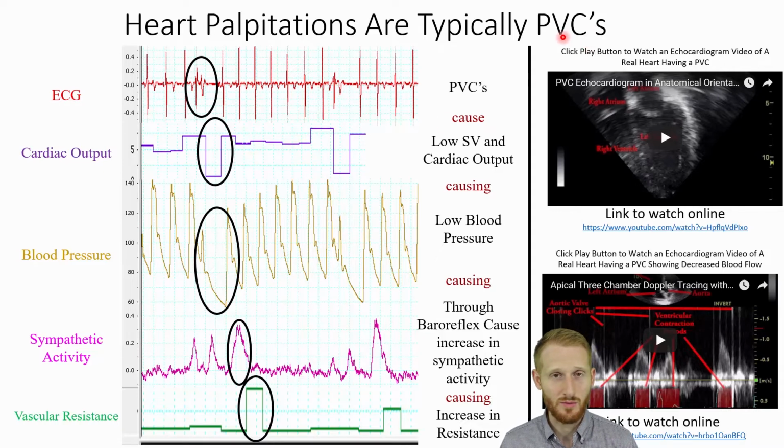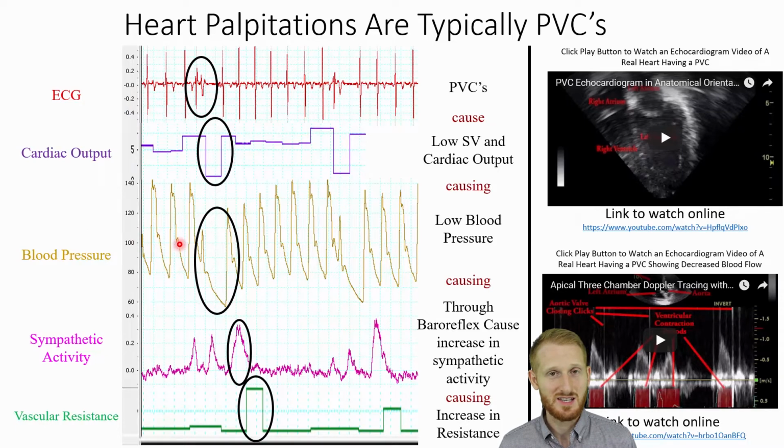A PVC, or a premature ventricular contraction, is when the ventricles contract before they're supposed to. All right, so the ventricles get irritable for whatever reason, and they contract when they haven't had a chance to fill with blood yet, or they haven't filled up with blood enough. All right, so usually they contract before the atria have a chance to contract. And so if you look at this data here, let's just go down and I'll tell you what each thing is. This is the electrocardiogram, the ECG. This is your cardiac output.